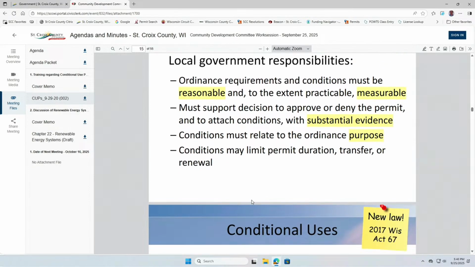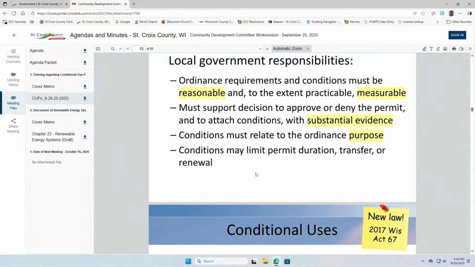When you're thinking as the policymakers and considering any request, any of the requirements or conditions on the application must be reasonable. And of course, staff, we always like it if they're going to be measurable. Because if we can't measure it, it's pretty hard to make sure that they're in compliance with that criteria on the permit.